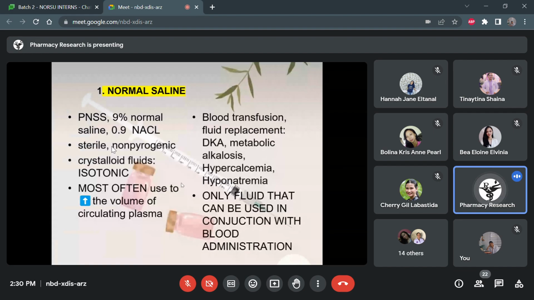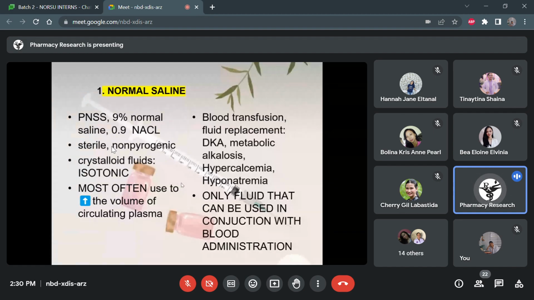It is also a sterile and non-pyrogenic fluid, and it is the most often used to increase the volume of circulating plasma. Its uses are for blood transfusion, fluid replacement during diabetic ketoacidosis, metabolic alkalosis, hypercalcemia, and hyponatremia. It is very common here in the hospital.